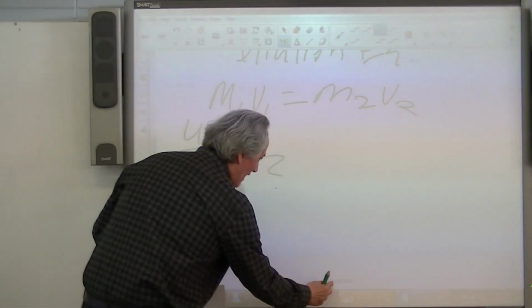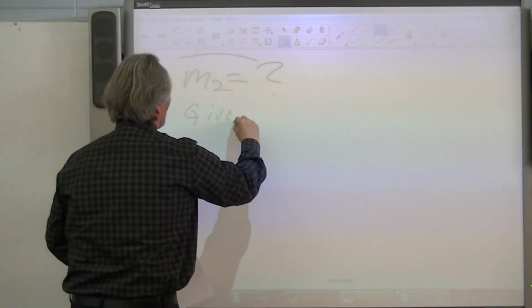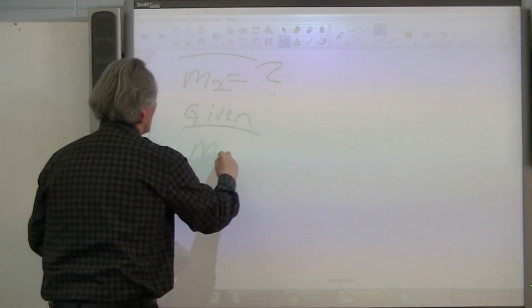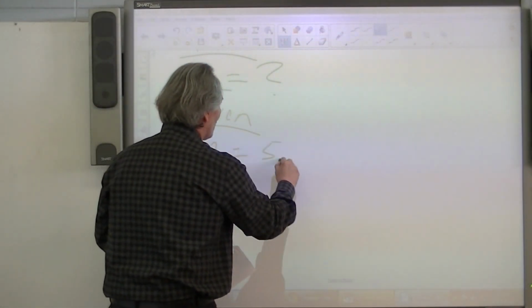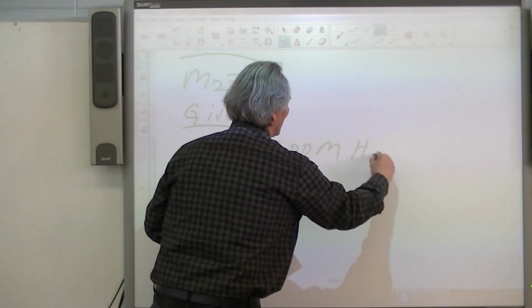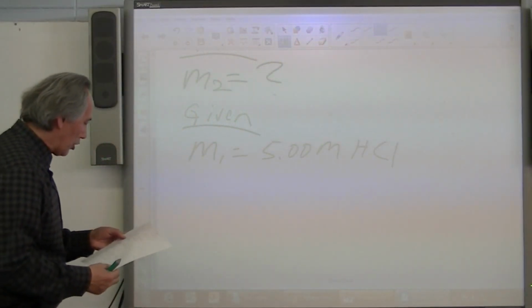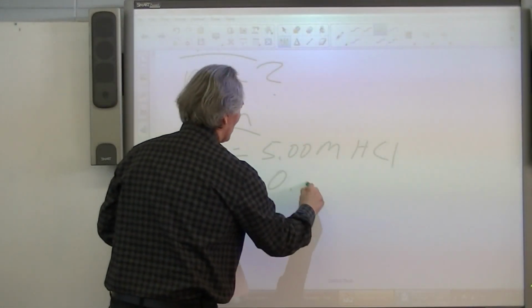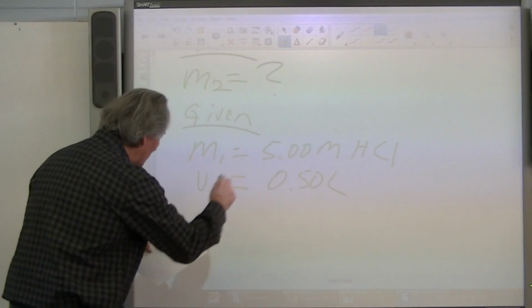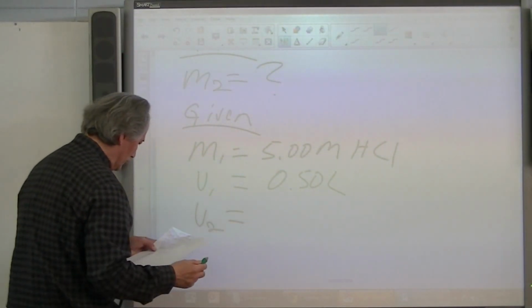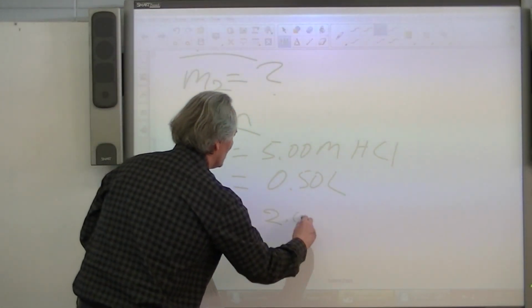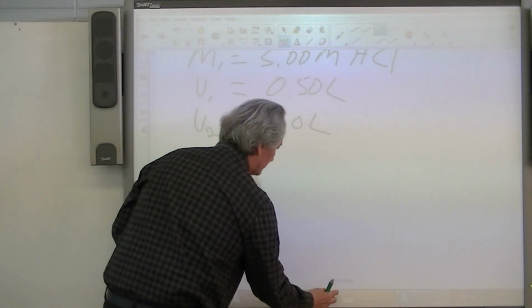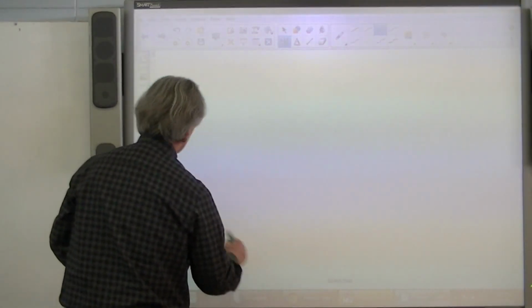Now let's identify all the data that was provided for us in the given. First of all, our M1, or molarity 1, was equal to 5.00 molar HCl, hydrochloric acid, or hydrogen chloride. Our volume 1, corresponding to that molarity, was 0.50 liter. Our volume 2, of the dilute solution, was 2.0 liter, and we are solving for M2. Let's scroll that up.